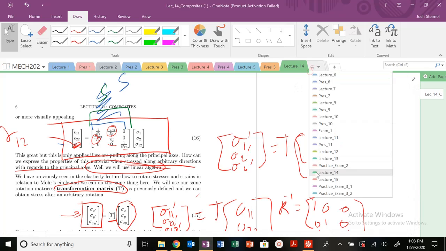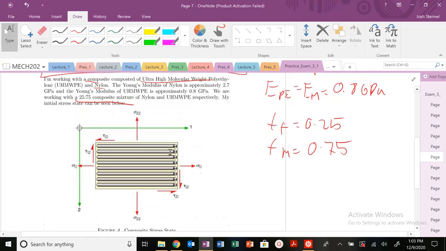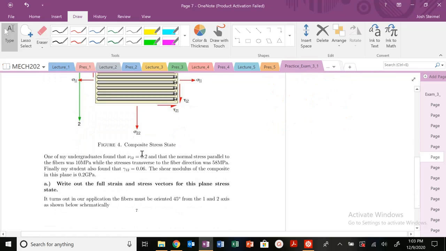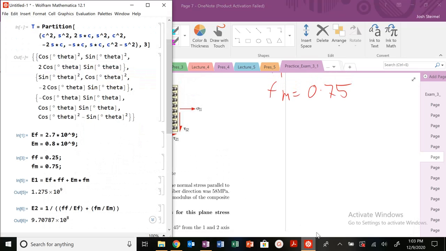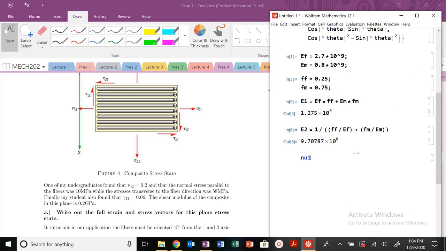So let's look back at our practice exam. Luckily, in this first stress state, the initial stress state, we're already pulling along the fiber direction. So I can see that nu 1,2 is equal to 0.2. Let's write some of these values down. The normal stress parallel to the fibers, in the sigma 1,1 direction, is equal to 58 megapascals, and that is positive because we're extending the material, so 58 times 10 to the 6.